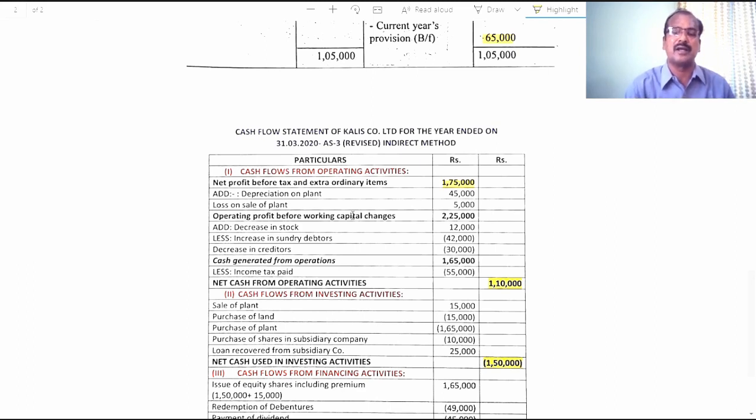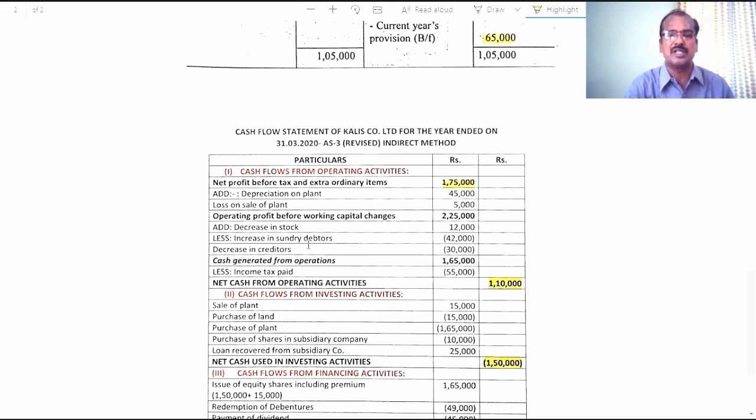And there is no other non-operating income in this problem, so let us not worry about such other details. Now they have calculated operating profit before working capital changes amounting to 2,25,000. With that, you do adjustments for changes in current assets and current liabilities.